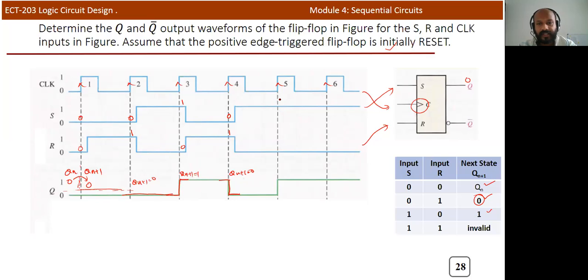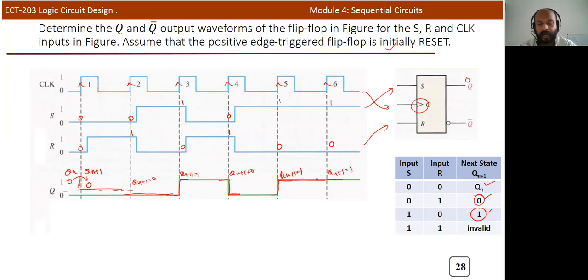And now we can see that this is 1, 0, fifth clock pulse. 1, 0 means again a set condition. So again the output changes from 0 to 1. So Qn plus 1 is equal to 1 here. So there is a change from 0 to 1. And here you can see that again 1, 0. 1, 0 means again set condition. So Qn plus 1 will be equal to 1 after this point.